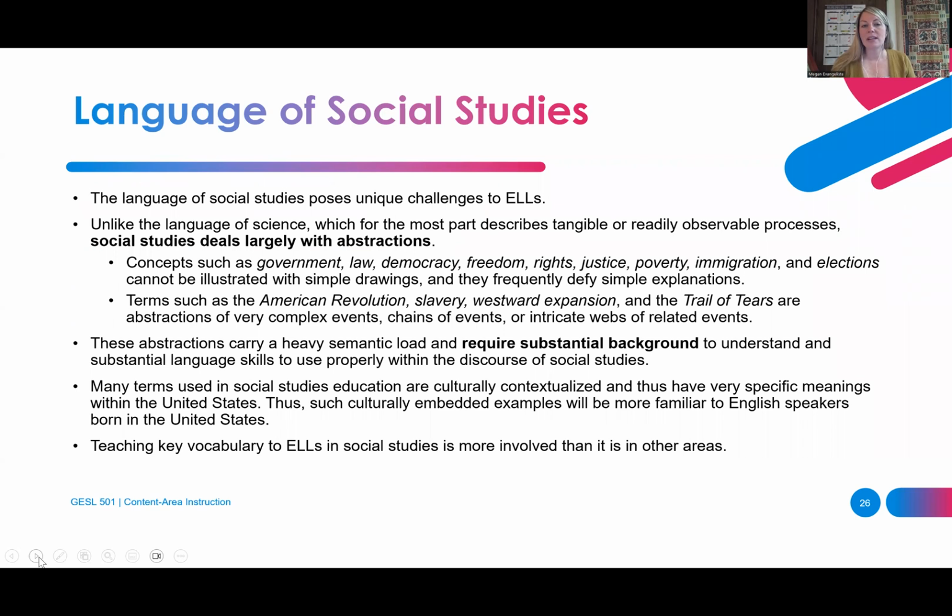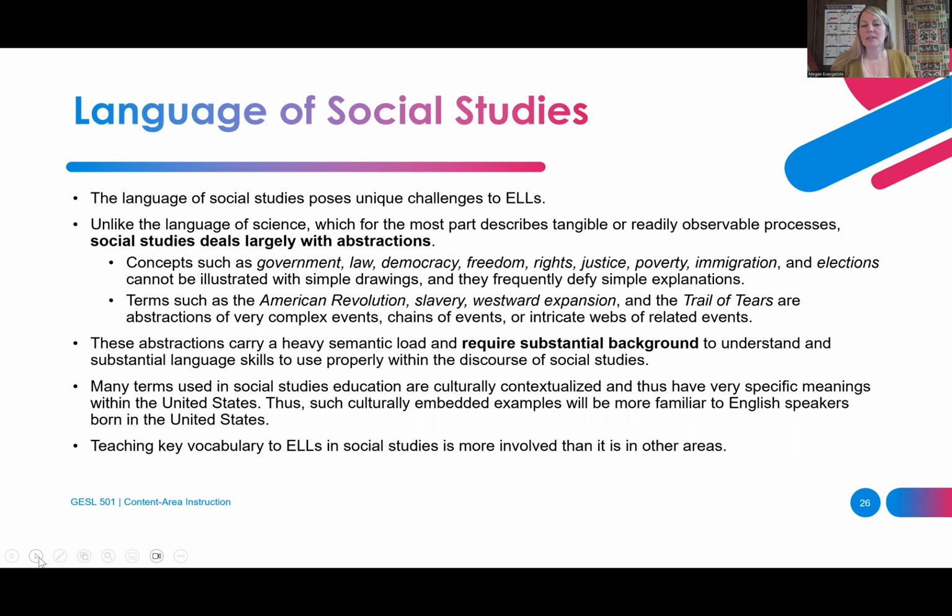The language of social studies possesses unique challenges for English learners. Unlike the language of science, for which most of that language describes something tangible or observable, social studies deals largely with abstractions. So think about concepts such as government, law, democracy, freedom, rights, justice, poverty, immigration, and elections. We can't easily illustrate this with a drawing, and oftentimes we can't just give it one simple definition.